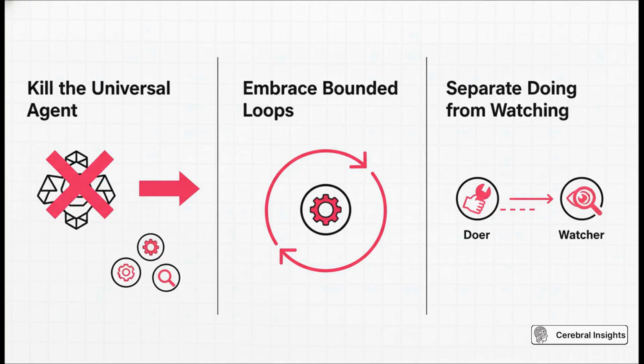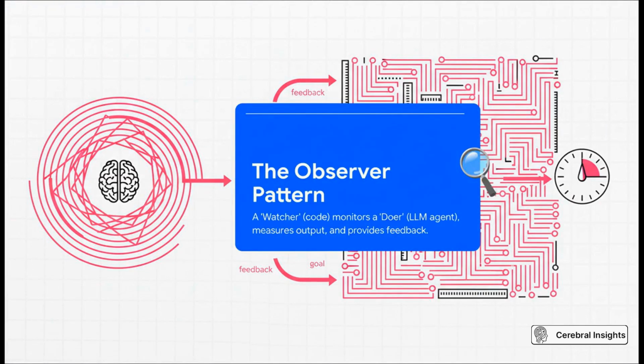And third, and this is probably the most important principle of all, we have to separate the doing from the watching. The part of the system that takes action needs to be architecturally separate from the system that observes its performance. A really brilliant way to think about this is using a classic software design called the observer pattern.